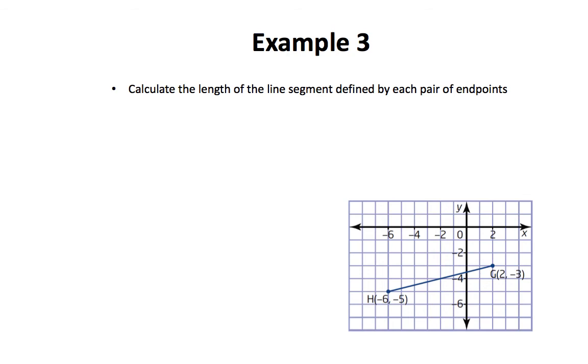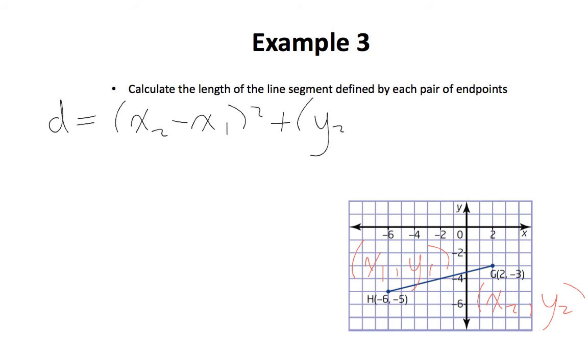In our last example, we want to calculate the length of the line segment defined by each pair of endpoints. I'm going to arbitrarily rename point H point 1. So that's going to be x1, y1. And I'm going to arbitrarily rename point G point 2. So that's going to be x2, y2. To start, I'm going to write the equation for length of a line segment. Next, I'm going to sub in my known values.